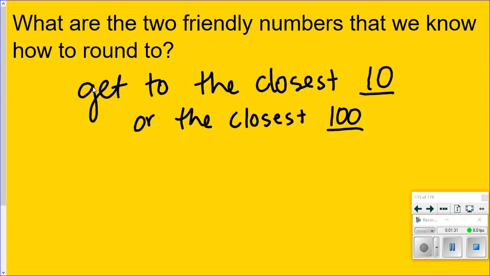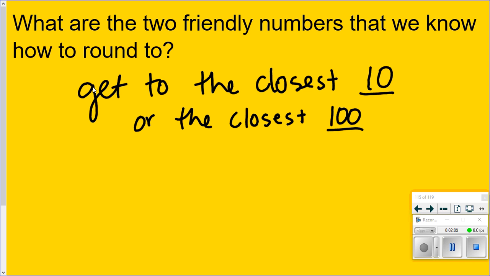Can someone give me an example of a number I might land on if I was trying to get to the closest 10? Let's say I was trying to get to the closest 10. What could be a friendly number I would land on? Shelby? 80. Sure, that could be the closest 10. 1,000. Sure, that could be the closest 10. John? 1,680. 1,680 could be the closest 10.